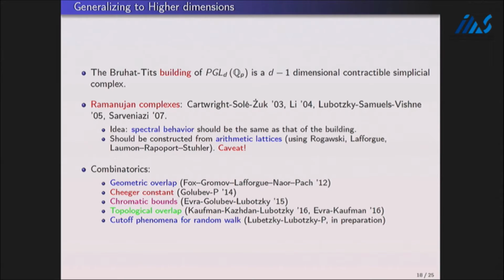And now we have a new work with Lubetzky, not Lubotzky, but I like Lubetzky, Lubotzky, and Parzanchevski. One day you'll have to practice this, Peter. We show that you have a cutoff phenomenon for some random walks on these complexes, which generalizes what Eyal Lubetzky and Yuval Peres did for Ramanujan graphs. So now we have a strong reason to believe that these complexes are interesting.